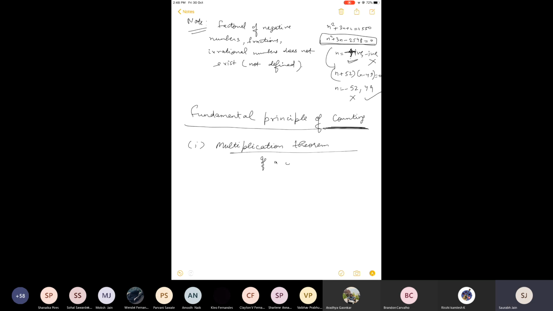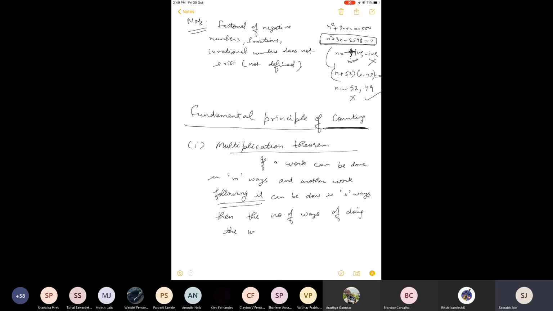Multiplication theorem. If a work can be done in m ways, and another work following it, that word is important, following it, meaning this work will be done after the first work is done, can be done in n ways, then the number of ways of doing the works in the order equals m into n.